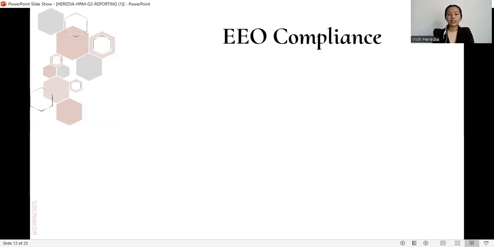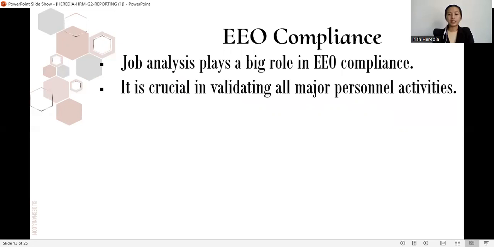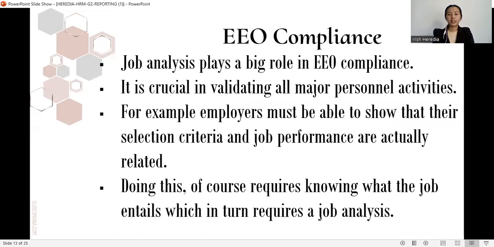Now we have here the EEO compliance. EEO means equal employment opportunity. Job analysis plays a big role in EEO compliance. It is crucial in validating all major personnel activities. For example, employers must be able to show that their selection criteria and job performance are actually related. Doing this, of course, requires knowing what the job entails, which in turn requires a job analysis.